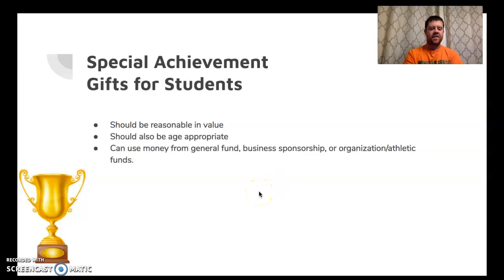Additionally, a few years ago, I had a state winning dairy cow judging team, and their award for that was a custom-made trophy belt buckle. And after doing this module, I kind of questioned whether I broke the first bullet here of being reasonable in value. It was roughly a $500 expense to get 5 belt buckles made. That may have exceeded what would be considered reasonable for a state winning team.